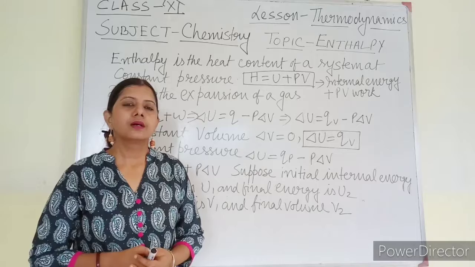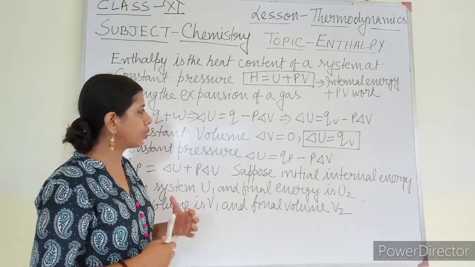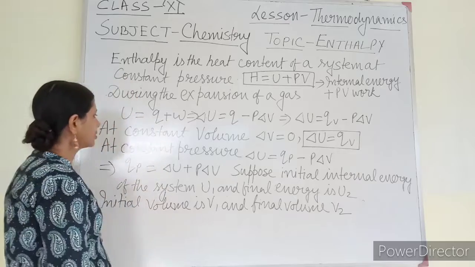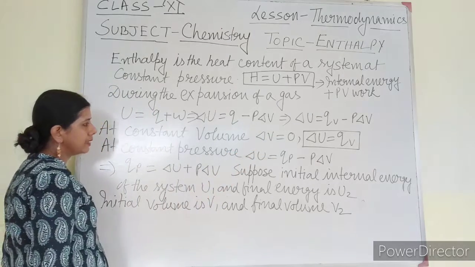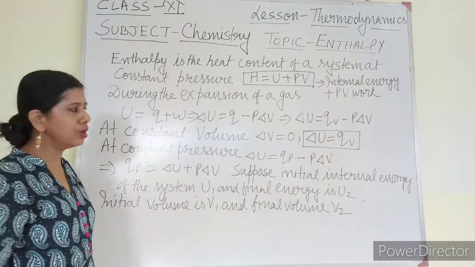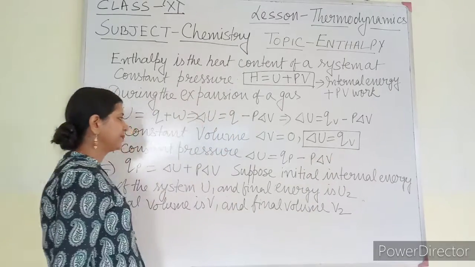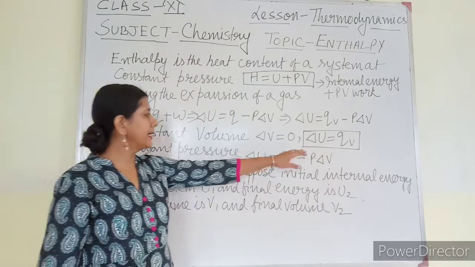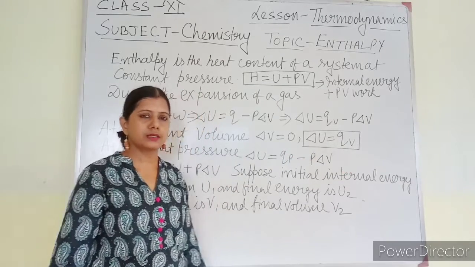If the expansion is occurring at constant volume, then what is actually happening? At constant volume, delta V is 0. If delta V is 0, then this term is 0, that is, work done is 0. So the change in internal energy is the heat content of the system. At constant volume, internal energy change can be written as the heat content of the system.